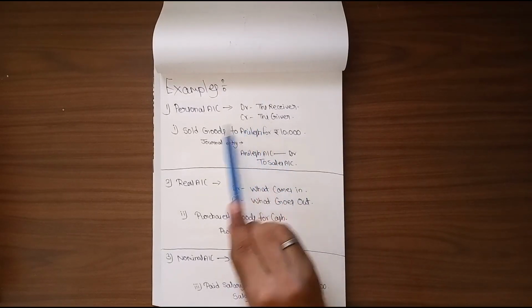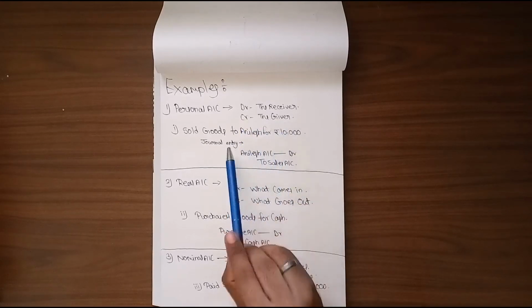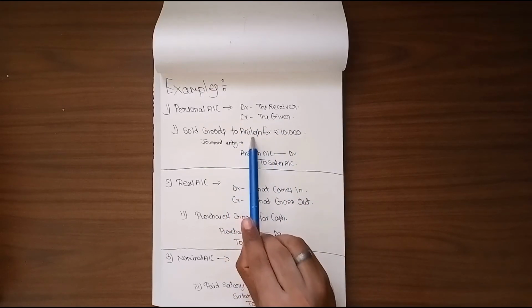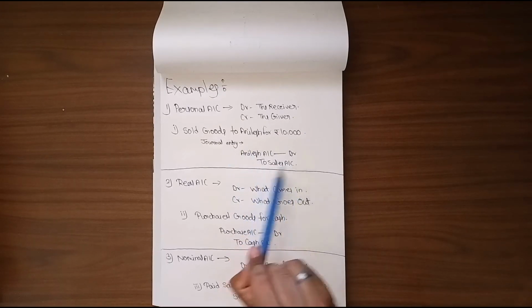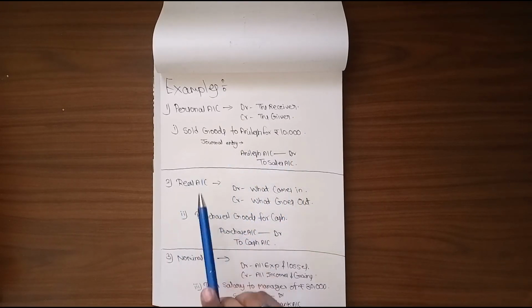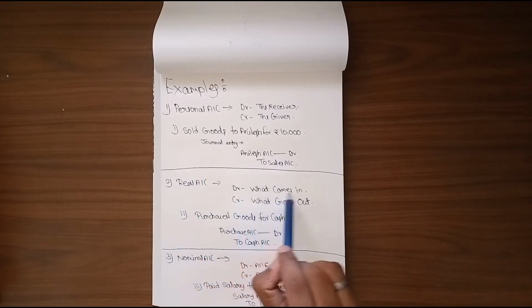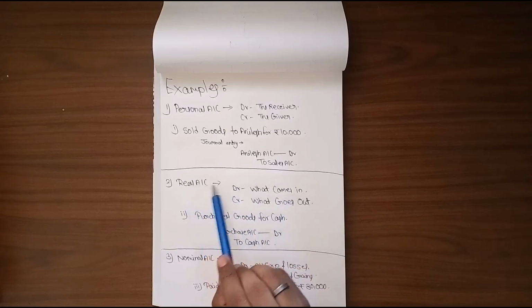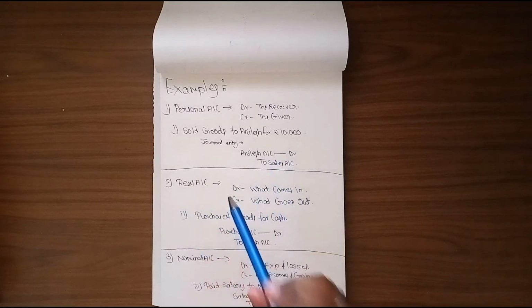So here, sold goods to Anilesh for 10,000. Debit the receiver, credit the giver. Here Anilesh is receiving the goods, so his account will be debited. So Anilesh account debit to sales account. Now second, real account. In real account we have seen, debit what comes in and credit what goes out. Real account is related to assets accounts, liabilities accounts. These all are real accounts.